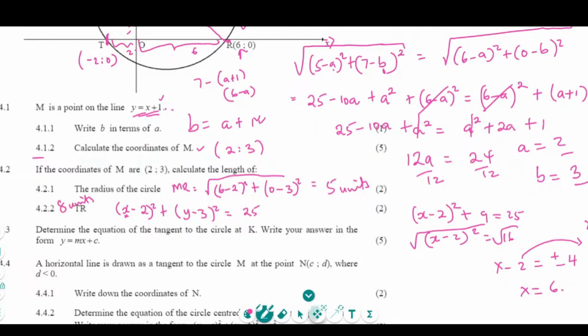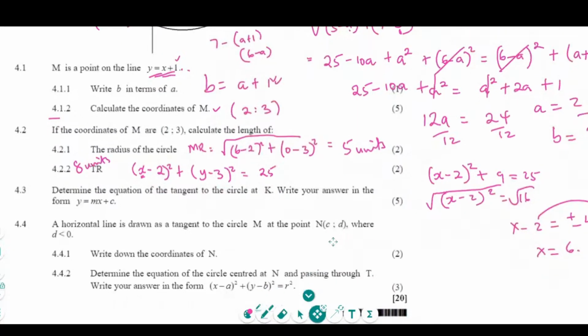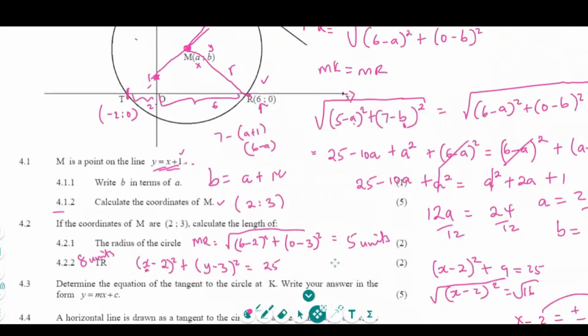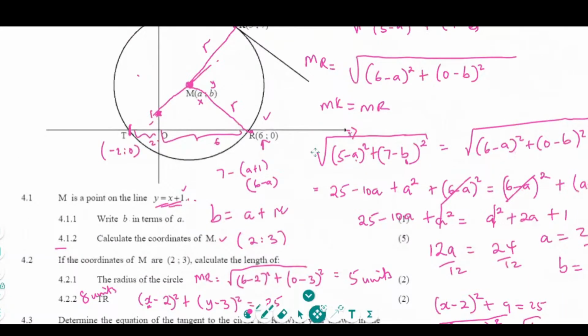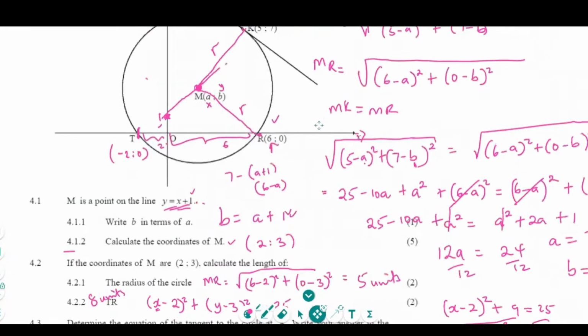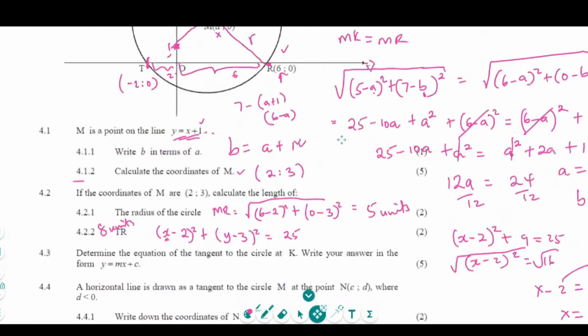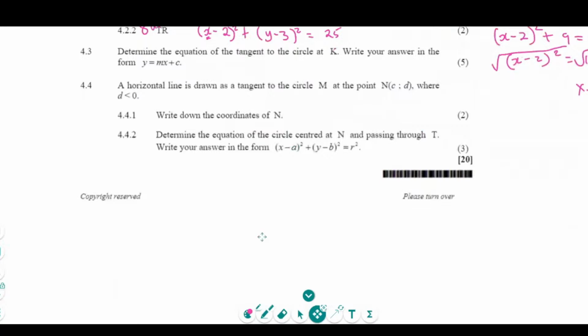Then 4.3. They want the equation of a tangent to the circle at point K. So whenever we have this kind of a question where we have a tangent involved, we need to first of all determine the gradient. So we have this as 2 and 3. Let's get the gradient of MK.